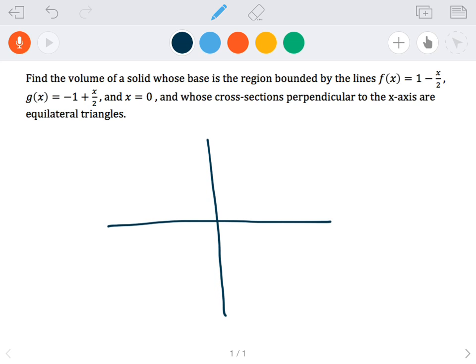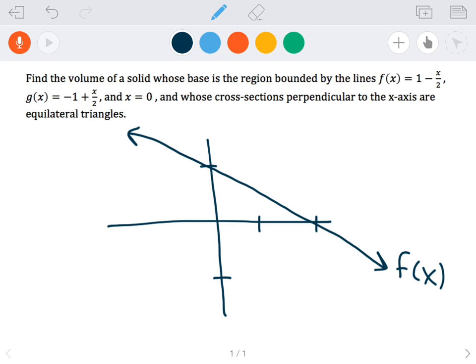Okay, I have my x and y axis. I'm going to draw f of x. I've got an intersection of 1, and then my slope is going to go down 1 over 2. So there's f of x. And then g of x has a y-intercept of -1. It's going to go up 1 over 2.